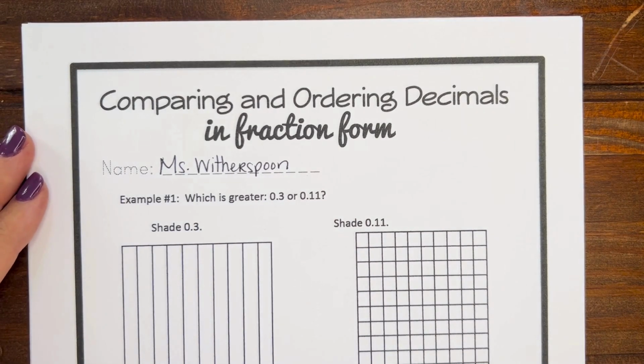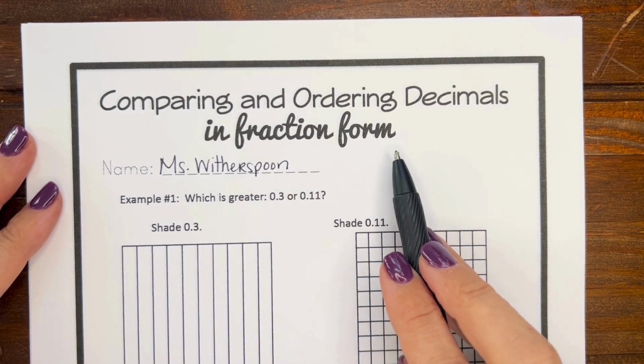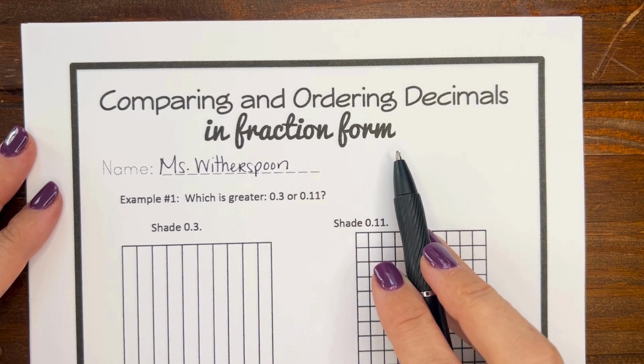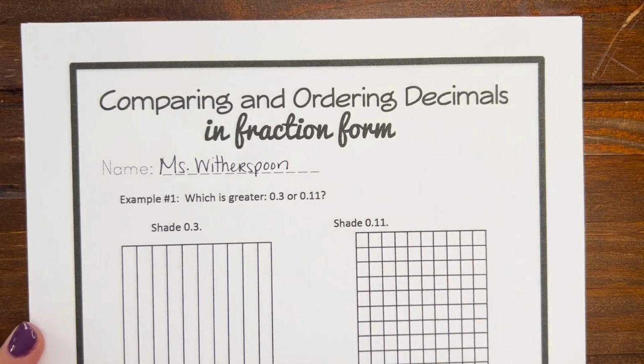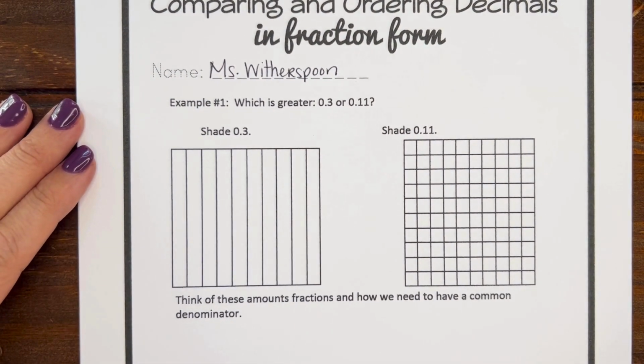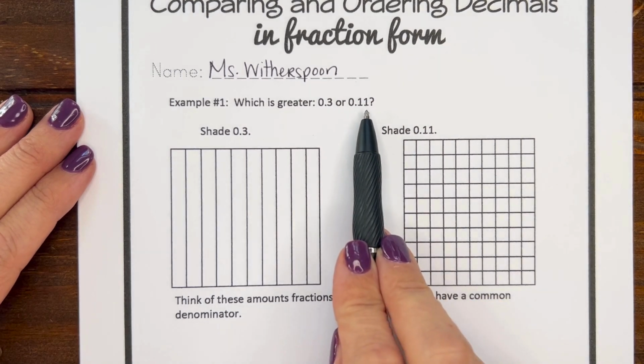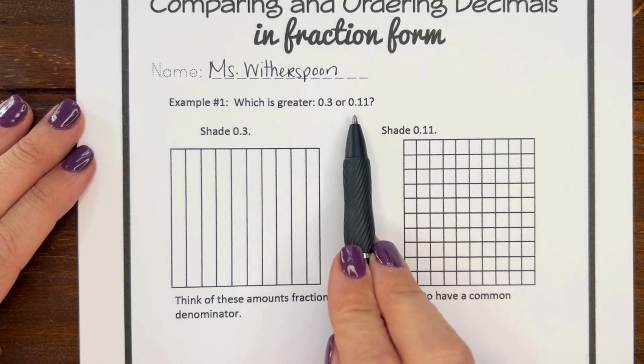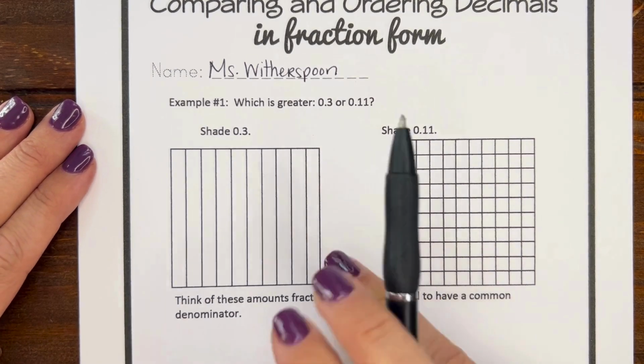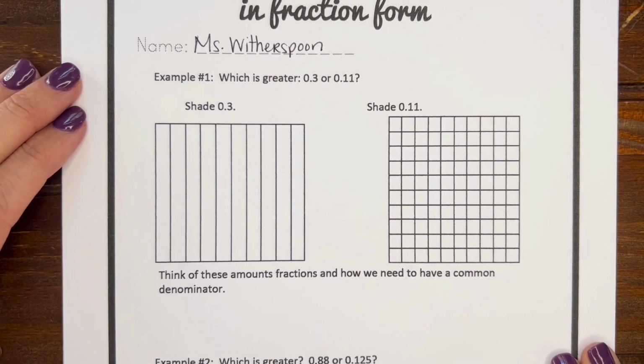Today I'm going to show you how to compare and order decimals in fraction form, which really just helps make sense of what's going on. But before we do that, I want to look at a model. So a lot of us said 11/100 was greater than 3/10 because it has more digits, and I get where you're coming from. But let's start with a model.